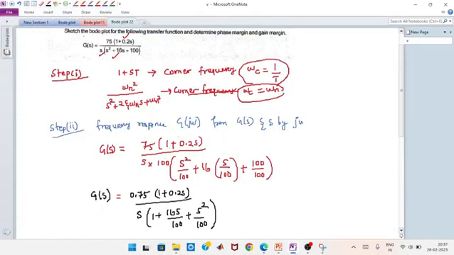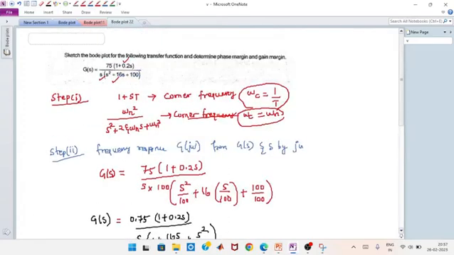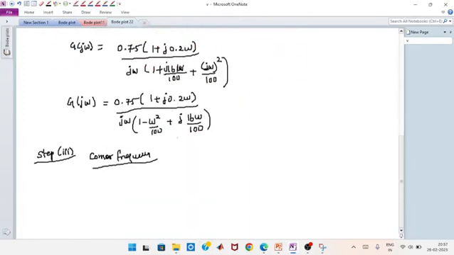So we know that for a first order term, the corner frequency is omega c equal to 1 by T. For the second order term, the corner frequency is omega n, as we know already. Now the first term is 1 plus 0.2s, available in the numerator. Its corner frequency is omega c1 equal to 1 by T. Here, instead of T, we have 0.2, so 1 by 0.2 is 5 radian per second. So this is corner frequency number 1.